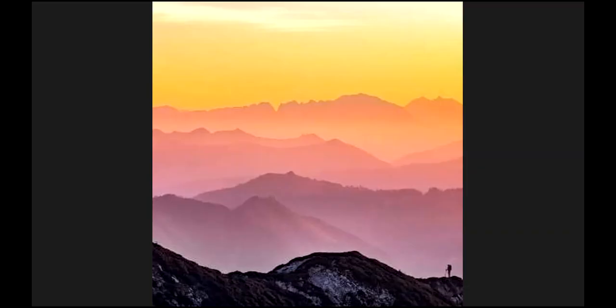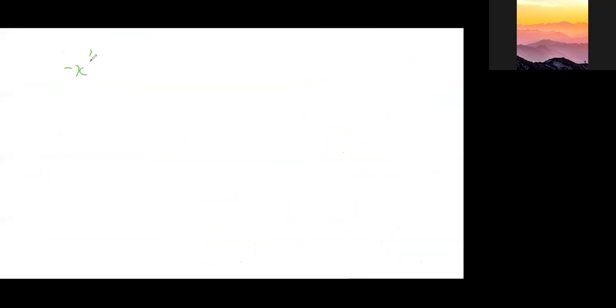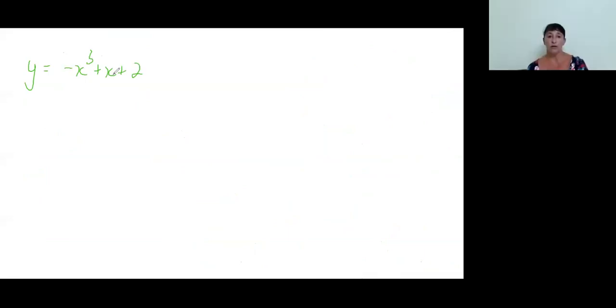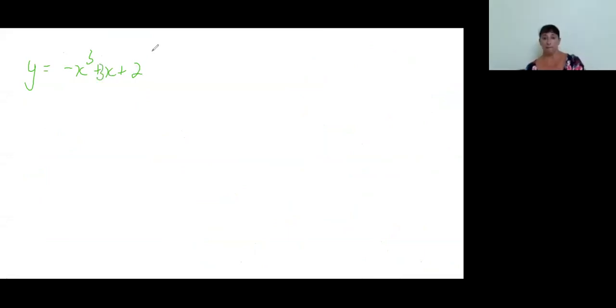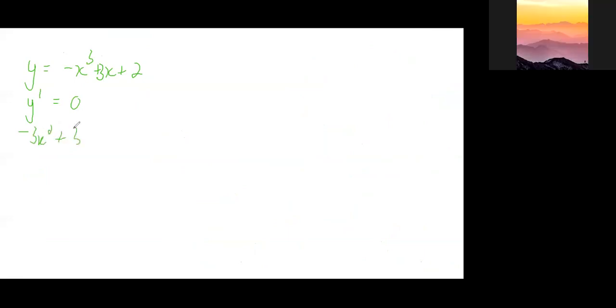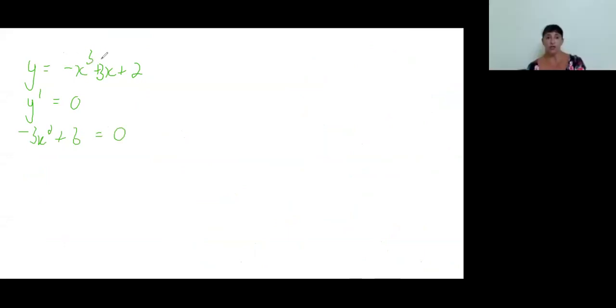The question is minus x cubed plus 3x plus 2. So minus x cubed plus 3x plus 2. Okay, and you wanted to find the stationary point. So it will be when the derivative equals 0. So minus 3x squared plus 3 equals 0. Okay, so minus 3x to the 2, because you're subtracting 1, and then plus the coefficient of x is your derivative. And then you need to solve.